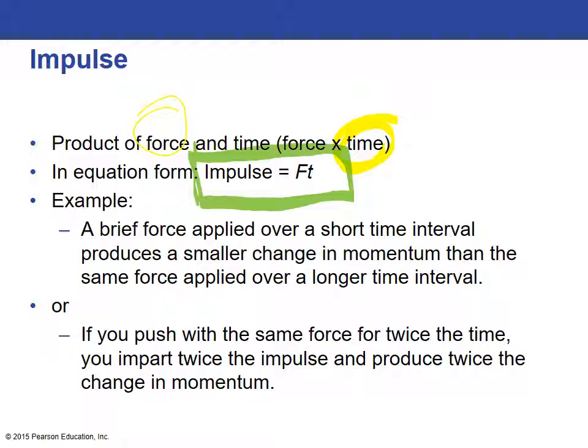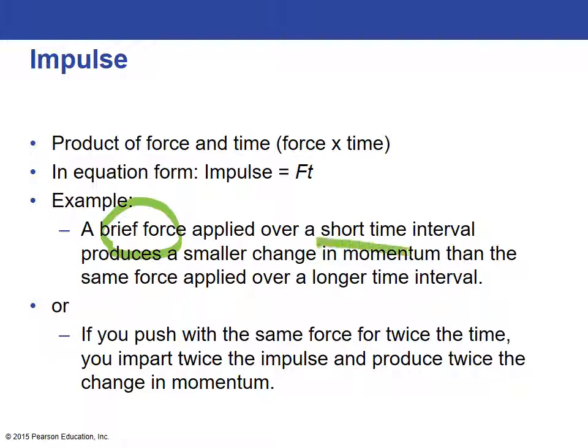So for impulse, we could look at perhaps a short force over a short time interval, and that will give us a very small change in momentum. Recall that momentum is mass times velocity. The alternate would be if we had the same force and we apply it for a longer time interval. If I push you for a moment versus if I push you for a little while, we will get a different change.